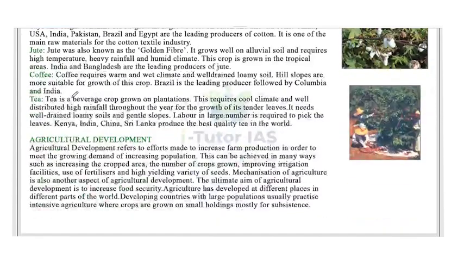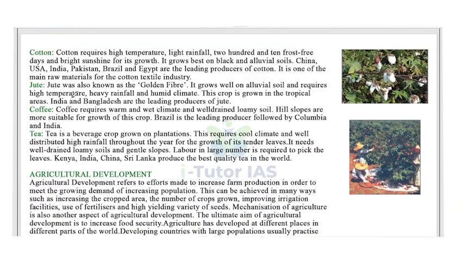Next one is cotton. Cotton requires high temperature, light rainfall, 210 frost-free days and bright sunshine for its growth. So these are the conditions favorable for the growth of cotton.